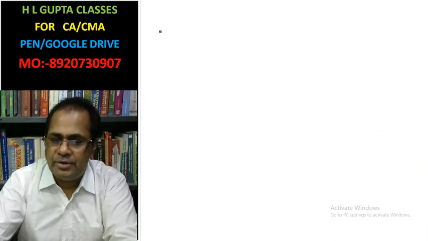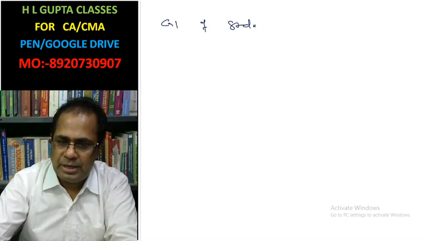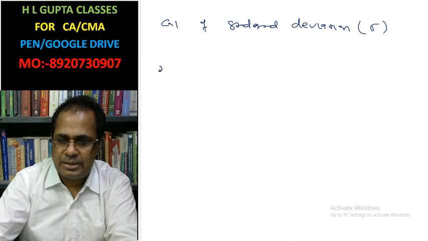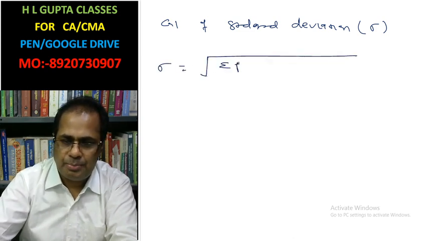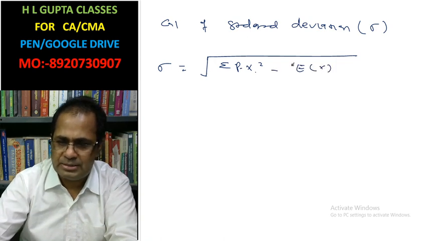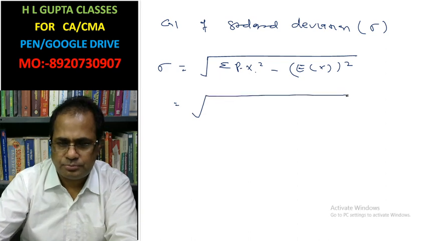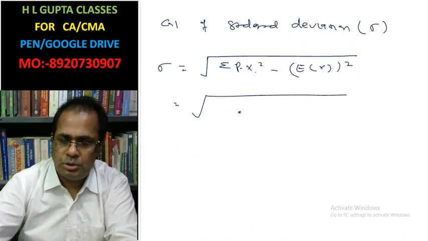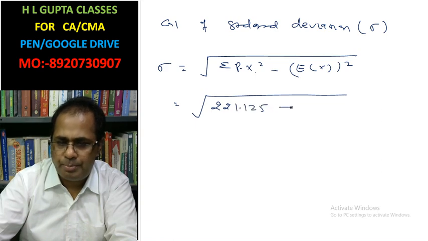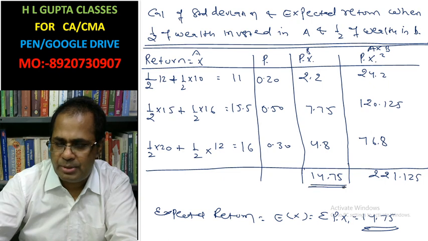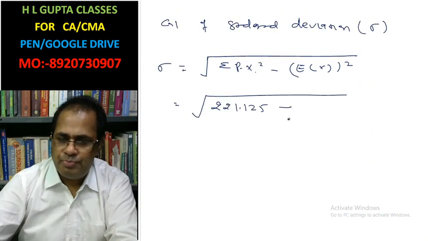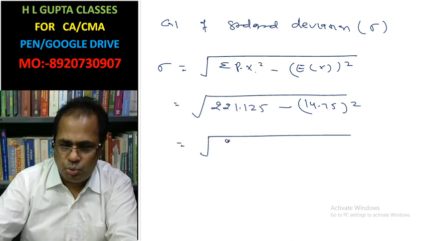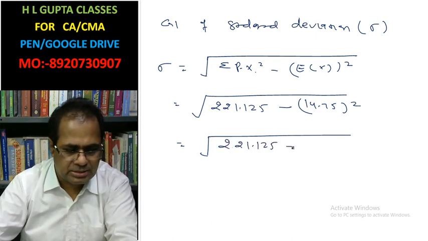Now the calculation of standard deviation. Standard deviation equals root under summation PiXi square minus E(X) whole square. What is this PiXi square? The PiXi square is 221.125 minus E(X), that is 14.75, whole square. So 221.125 minus 217.5625.